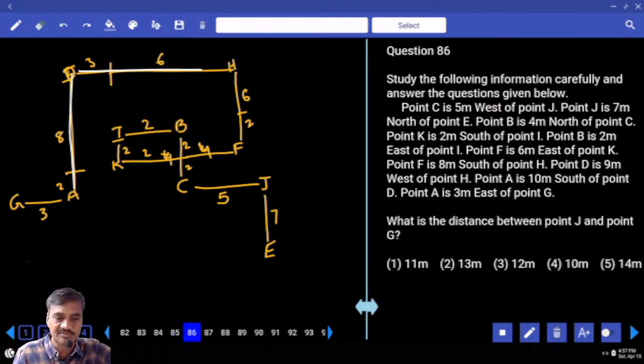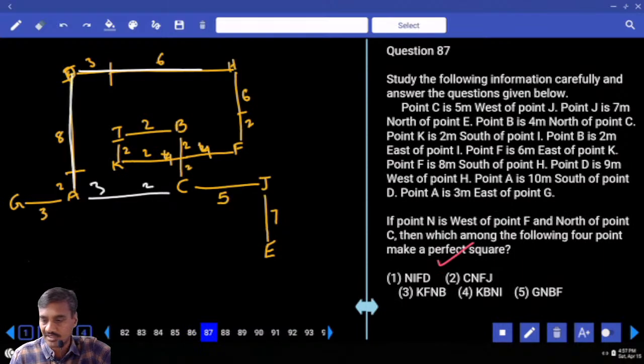What is the distance between J and G? Now 3 plus 3, 6. Now 6 plus 2, 8. 8 plus 5, 13. 13, that is choice 86.